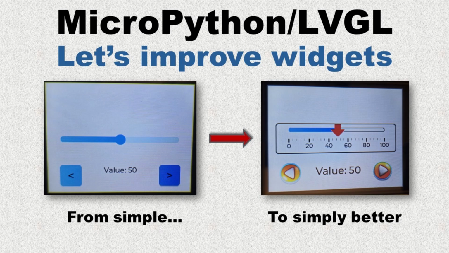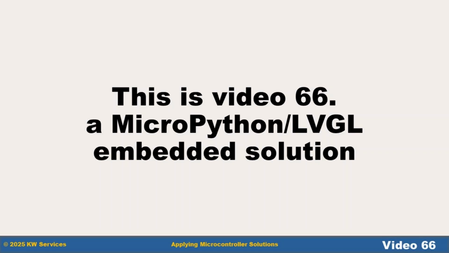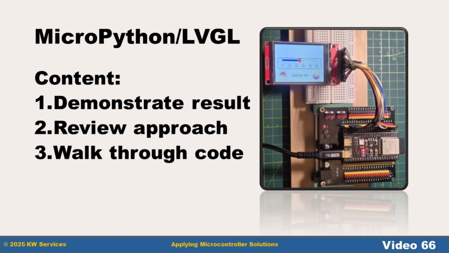This is video 66 on a MicroPython LVGL embedded solution. LVGL has 30 plus widgets. An LVGL widget has a basic shape and functionality when created. One can style and configure a widget to make it visually interesting. In this video, we learn how to enhance a slider widget and buttons.